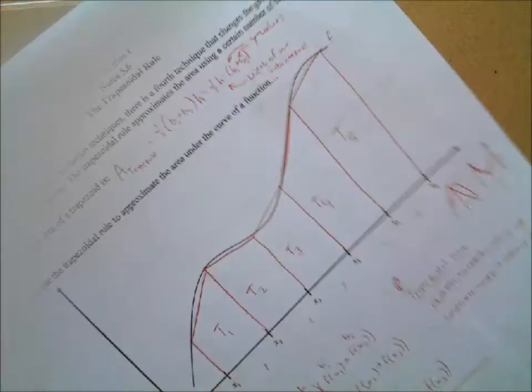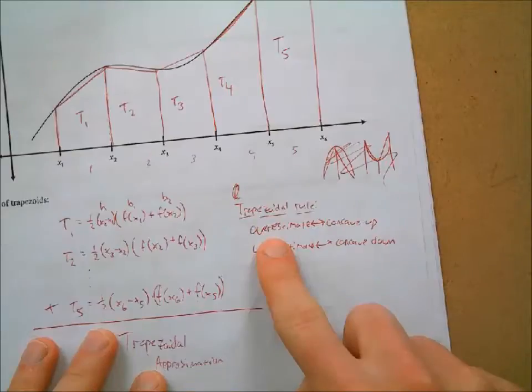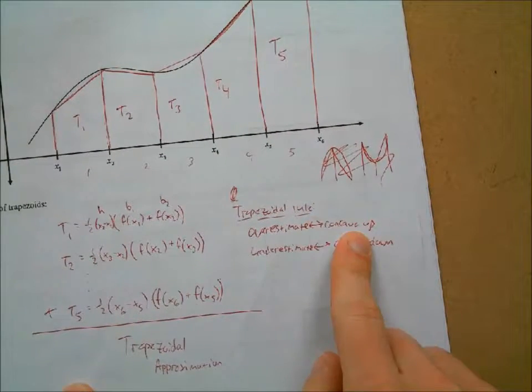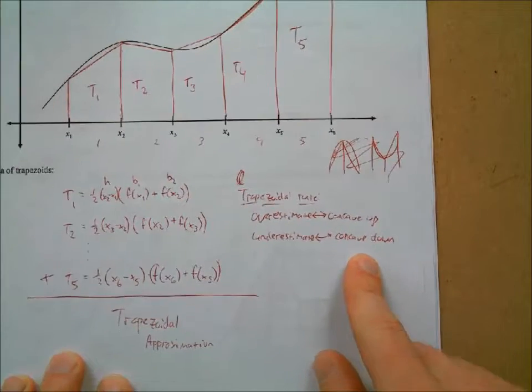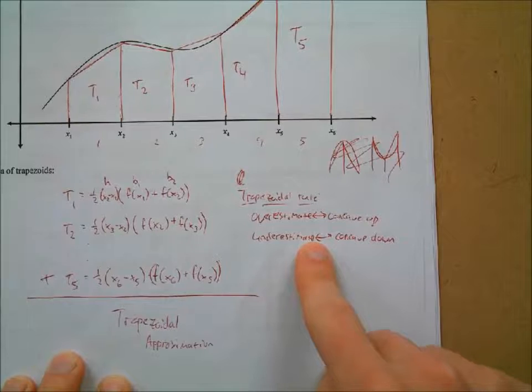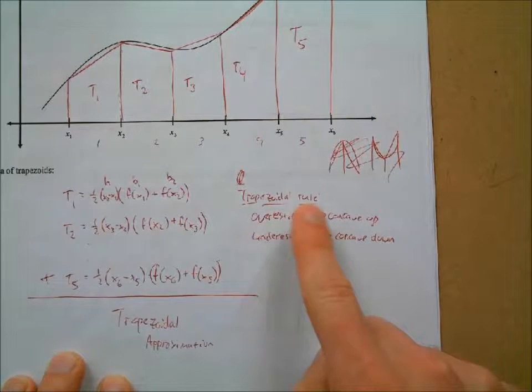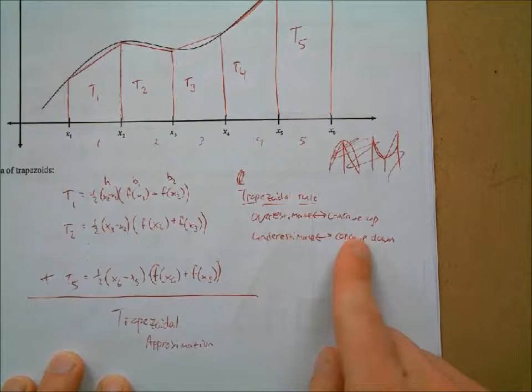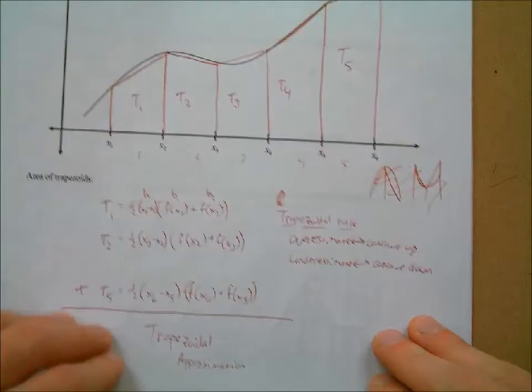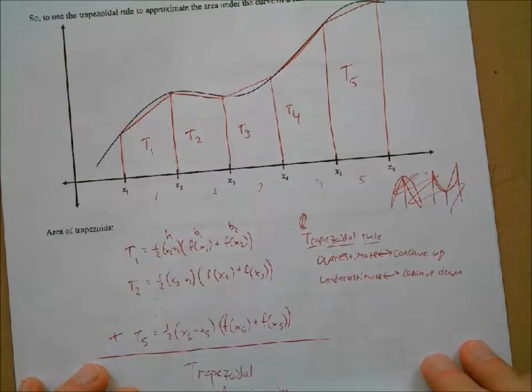Then we talked about the trapezoidal rule. Again, trapezoidal rule: overestimate for concave up, underestimate for concave down. That is reverse from the midpoint. Midpoint is overestimate for concave down, underestimate for concave up. So it's reverse of the midpoint. Keep that in mind for the trapezoidal rule.